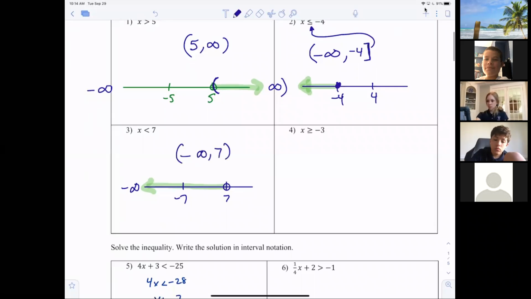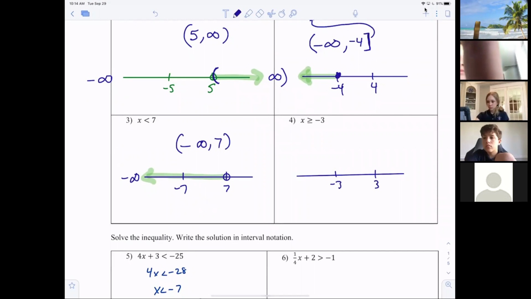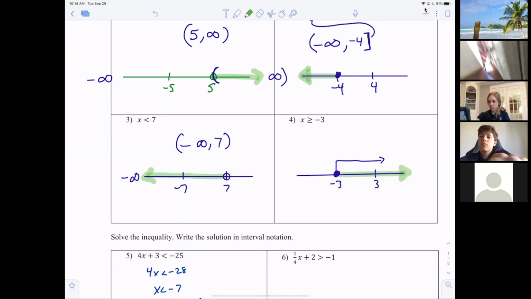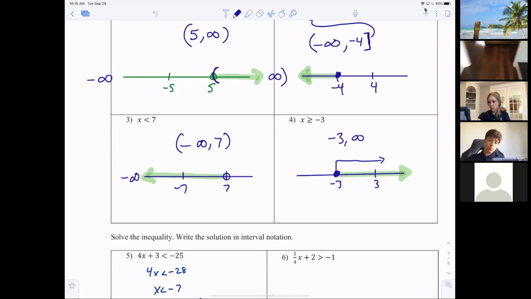Now number 4. Here we go. We're starting at what? And going positive 3, and then we're going solid, and then we're going to the right. Which means we're starting at negative 3 and going to infinity. So again, I'm starting at what? Negative 3. And going to what? And then do I need a bracket on negative 3? No. Or yes. Yes. That's how simple it is, guys.